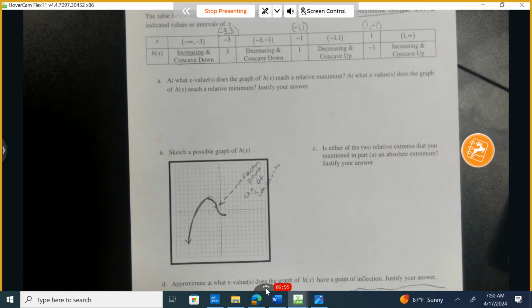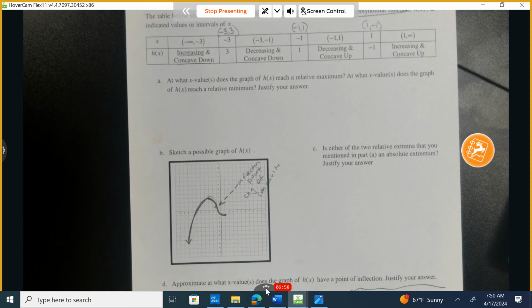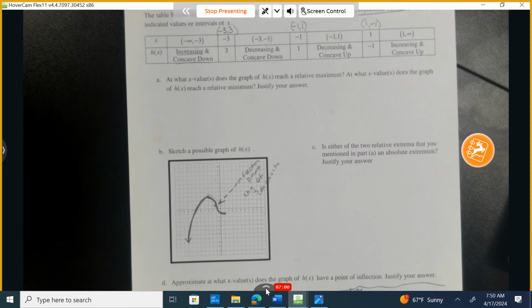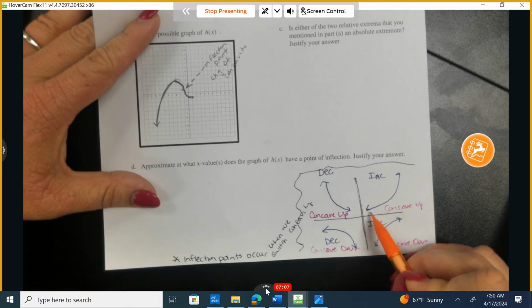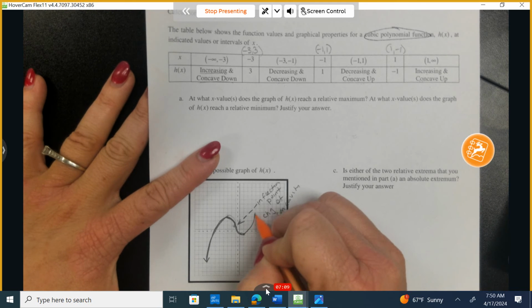Now, after you get to the point 1, -1, it's still concave up, so there's no inflection point. There's a turning point because it's changing from decreasing to increasing, but that's different than an inflection point. And now it's going to be increasing, concave up. So it's looking something like this.